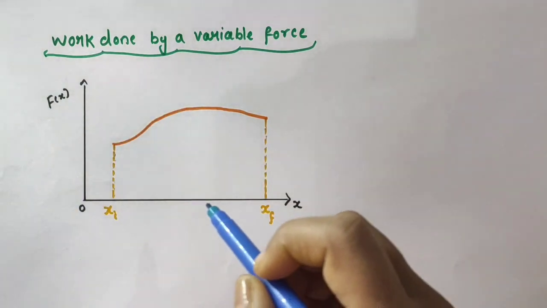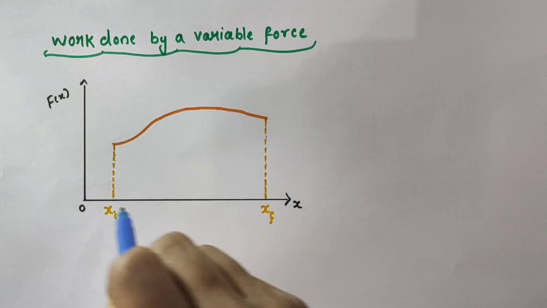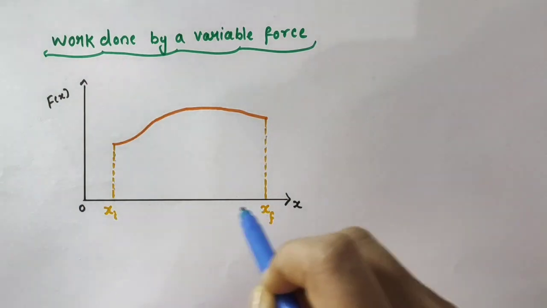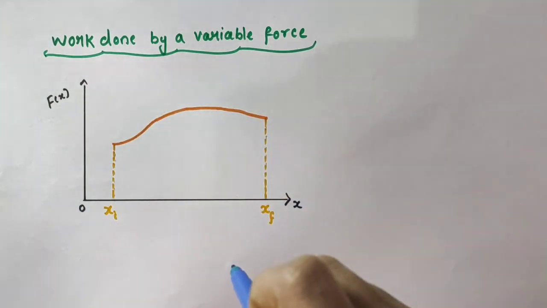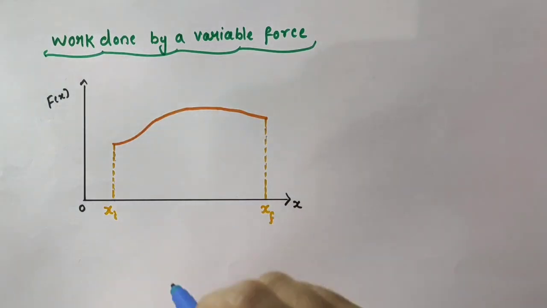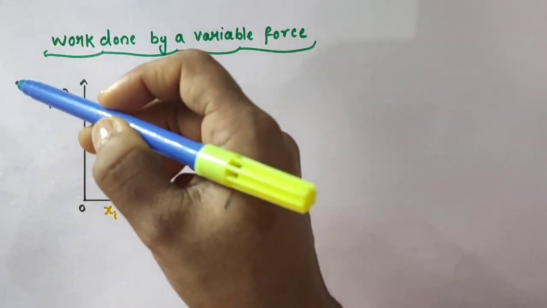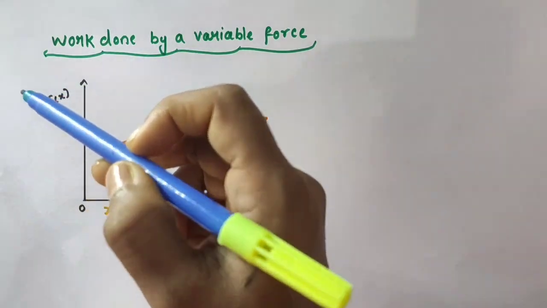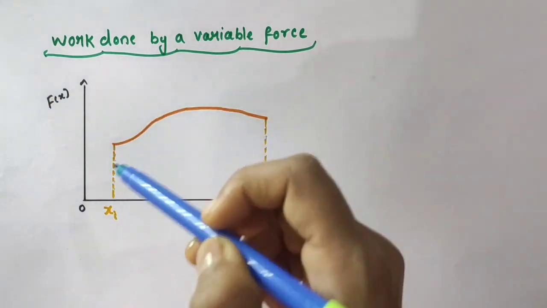Now here, the object is moving along the x-axis, that is, in one dimension. But the force acting on it is varying. That is, the force is not a constant force acting on the object.